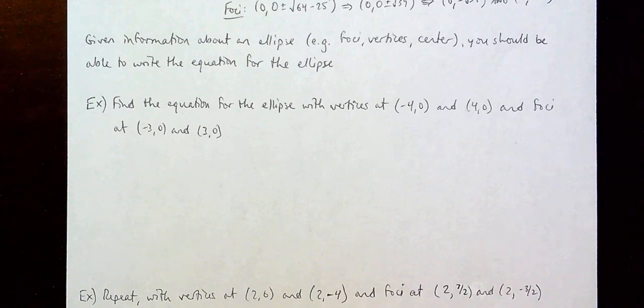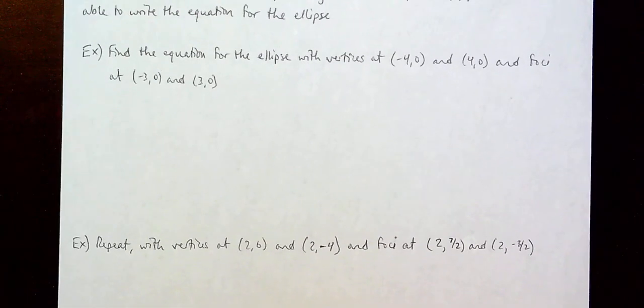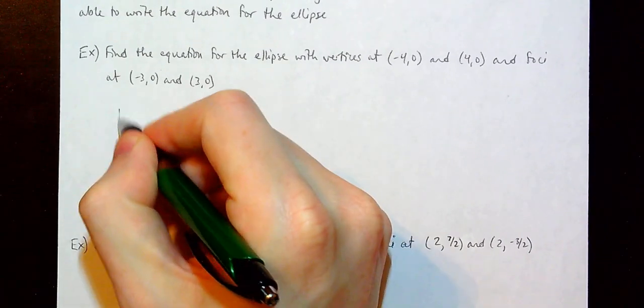So here's our first sample. We're going to find the equation for the ellipse that has vertices at (-4, 0) and (4, 0), and the foci are at (-3, 0) and (3, 0). When you have this type of problem and you have to come up with the actual equation for the ellipse given some of its key features, in general I would recommend that you give a little sketch first. So I'm just going to do a quick sketch here.